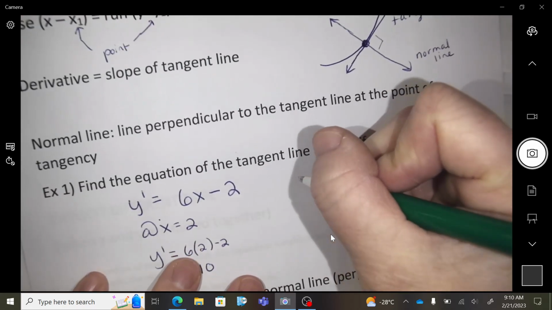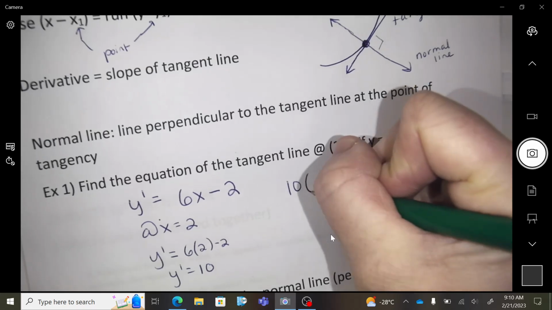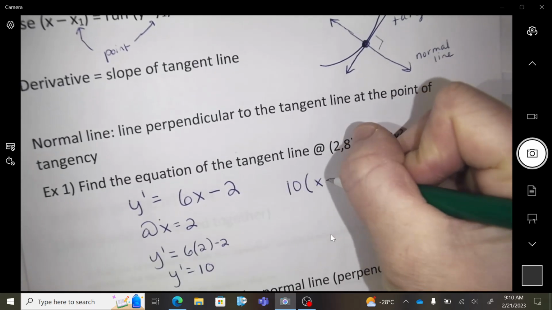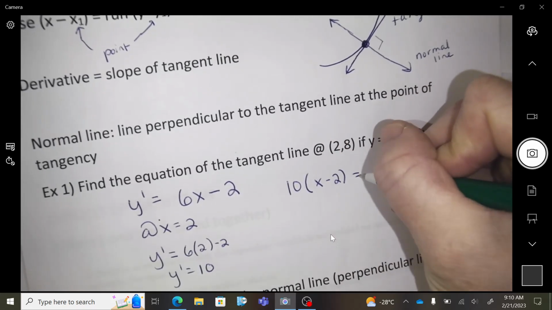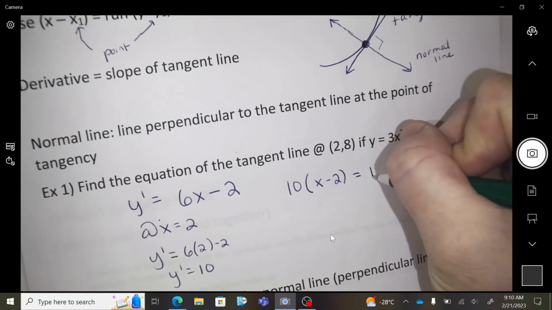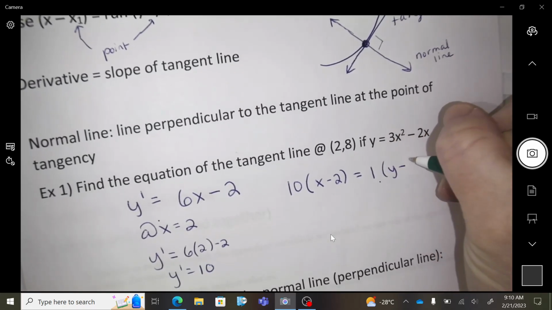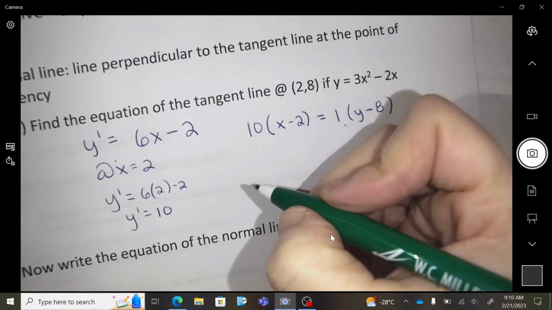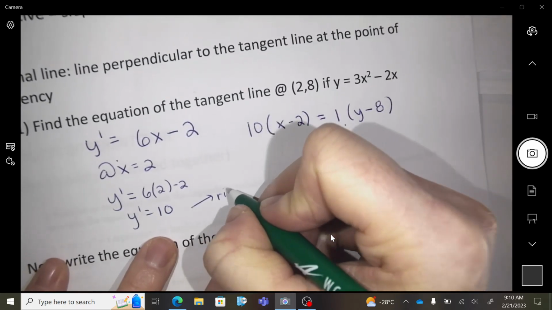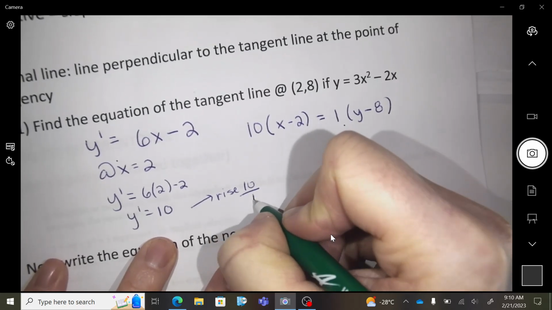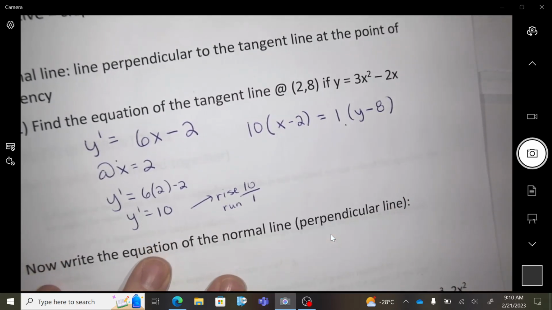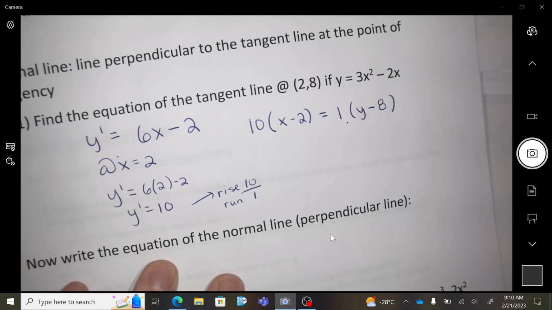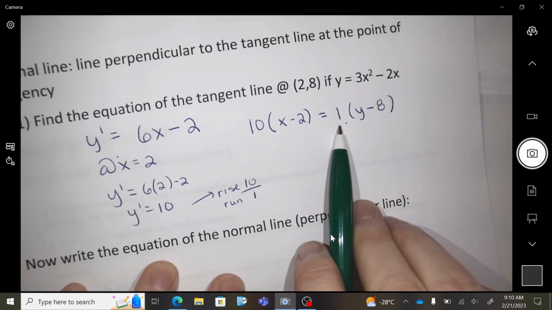So the rise is 10, x minus 2, y minus 8. So the number 10 is really like a 10 over a 1, right? Rise 10, run 1. You don't need to write the 1 there at all.